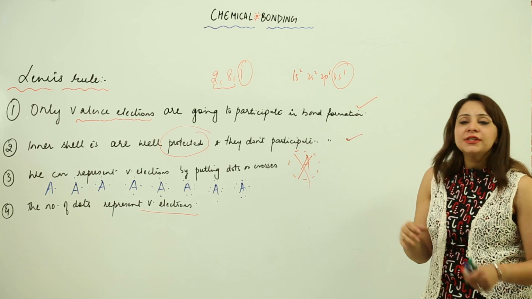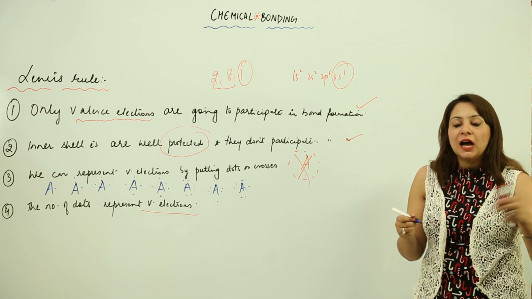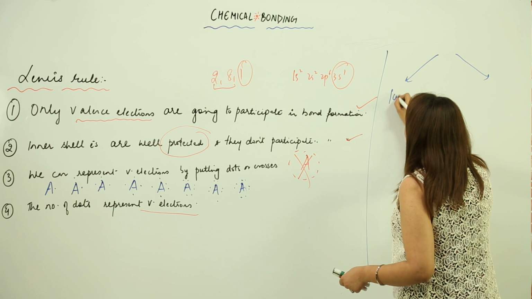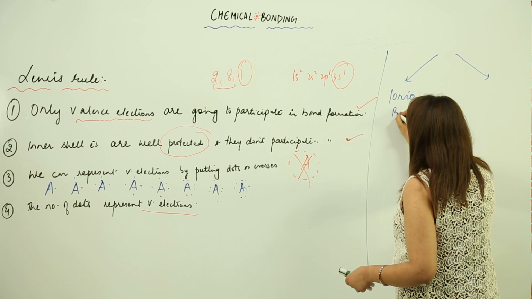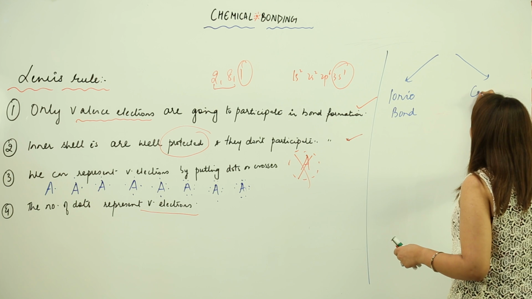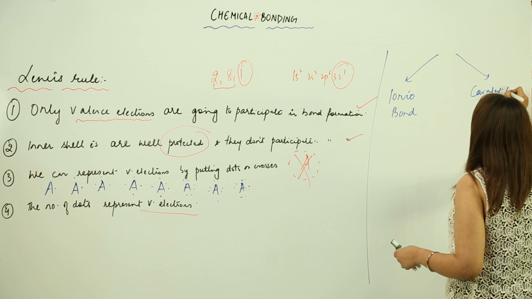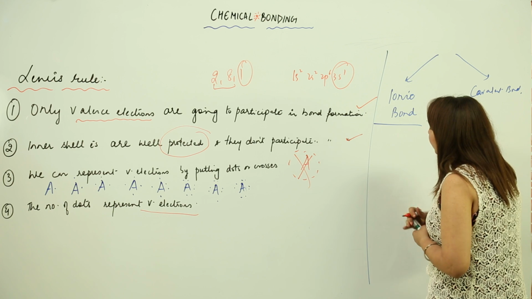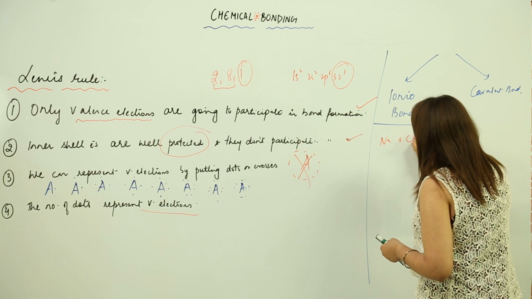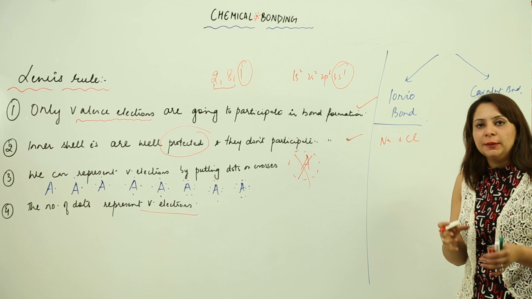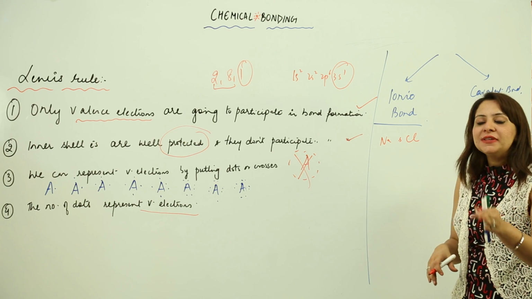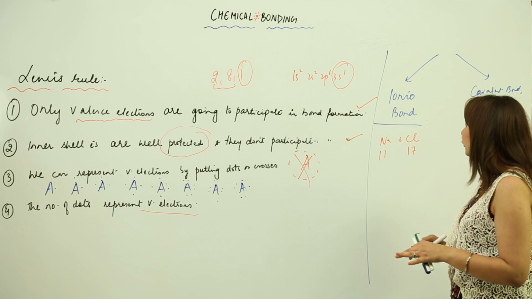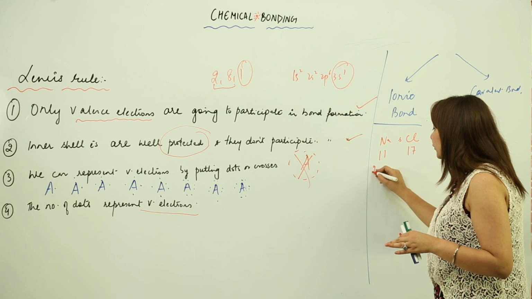Now we are going to use this rule to show how we can form the bond. As I told you, there are 2 types of bond: the transfer of electrons is the ionic bond, and the sharing of electrons is the covalent bond, right? I'm going to show you one ionic bond. Suppose I have sodium and chlorine. If somebody asks me to form a bond between sodium and chlorine, the first step is to write their atomic number. Second, I need to write the configuration.